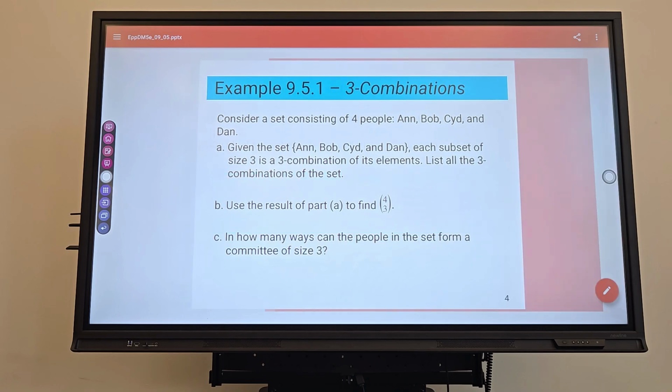So consider a set of 4 people: Ann, Bob, Sid, and Dan. Given the set, each subset of size 3 is a 3-combination of its elements. List all the 3-combinations of the set. Use the result of part A to find 4 choose 3. In how many ways can the people in the set form a committee of size 3?